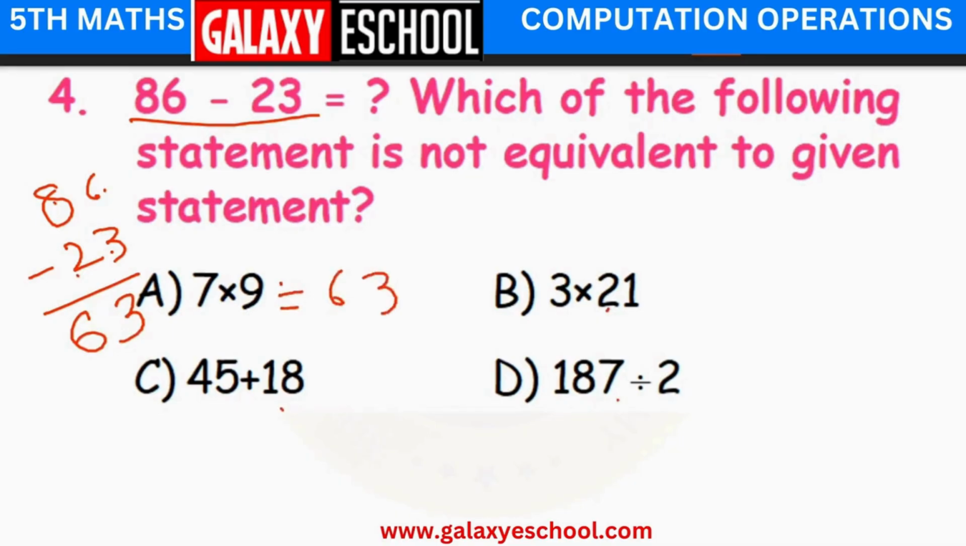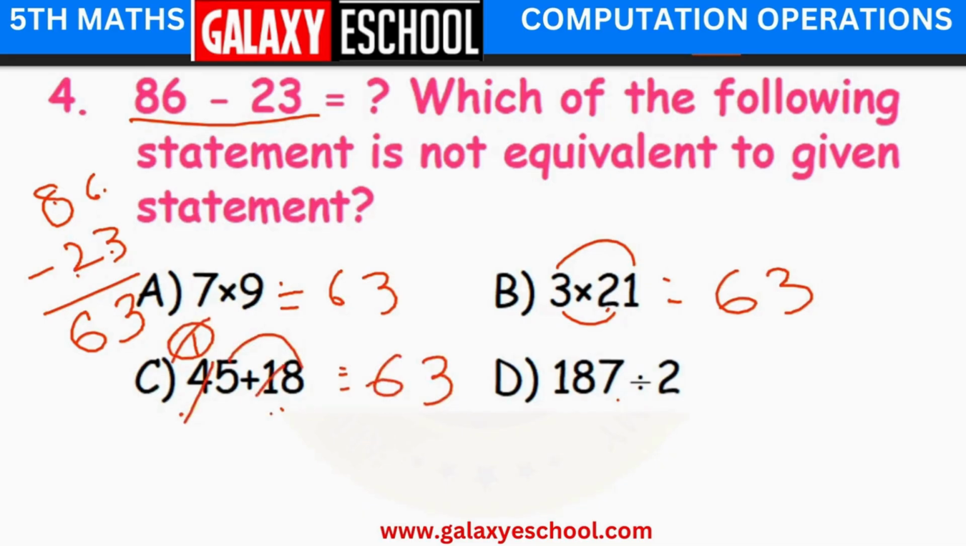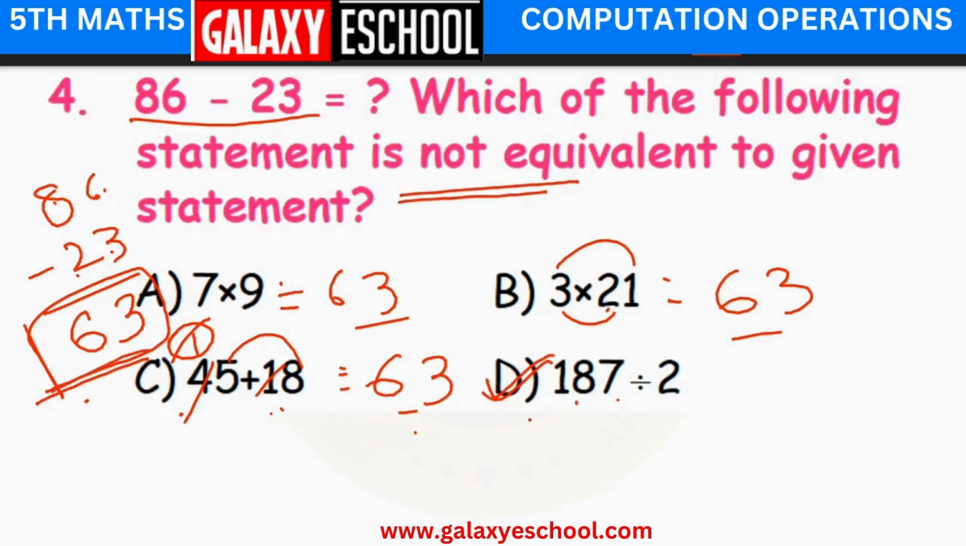7 9s are 63. 3 1s are 3, 3 2s are 6. 45 plus 18, 8 plus 5, 13, 3 here 1 carried, 1 plus 4, 5, 5 plus 1, 6. Clear children? Now if you see option A, B, C all have 63 as their answers. So even without checking we can say that option D will not be equal to 63. But again, let us solve and see.